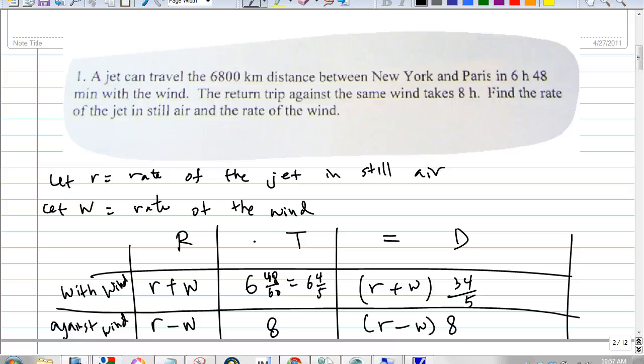Now, we have 2 variables. Guess how many equations we will need? 2. We will need 2 equations, right, Sophia? So what do you know, one of the equations?